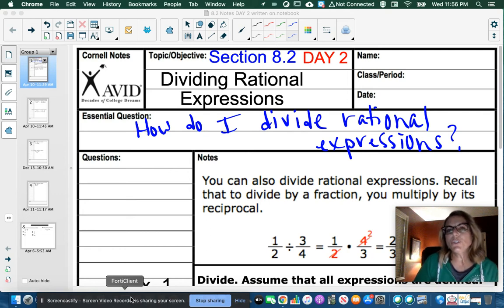Section 8.2, Day 2, Dividing Rational Expressions. The essential question, write it down, please. How do I divide rational expressions?